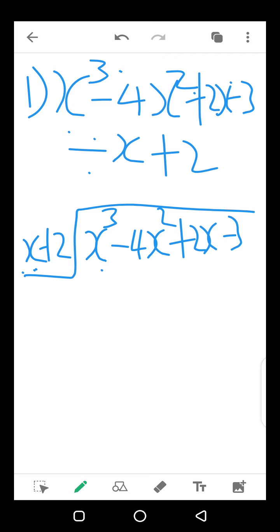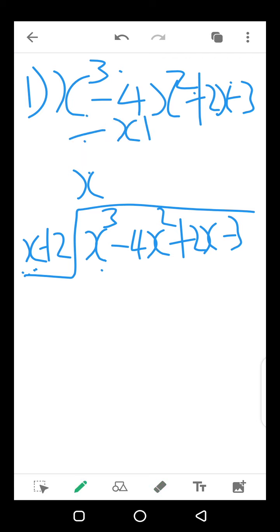What it means is, just remove the number of x here from this, based on the law of indices. That is going to give us x raised to 3 minus 1, which is x raised to power 2. So we have x raised to power 2.